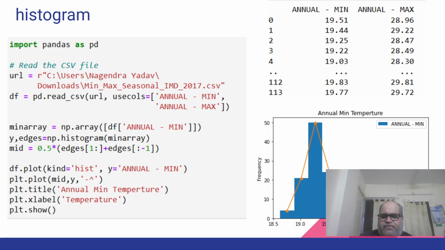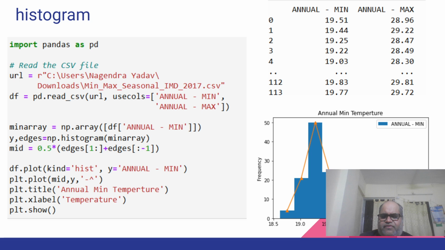On the left-hand side, if you see pd.read_csv, and then we are specifying the columns used, which are annual mean and annual max. There are other columns in the data set as well. Then to call your histogram, you can simply call df.plot with kind equal to histogram, and then you can say what your y is. Your y is annual mean, if you are just using the annual mean data.